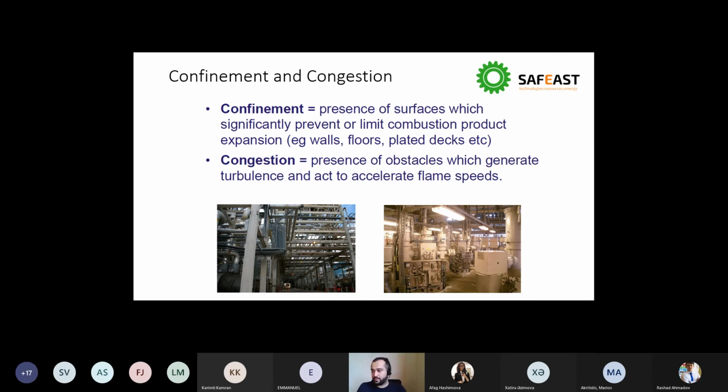Sorry guys for that. So basically this is the presence of obstacles, and as I said, an obstacle can be a pump, compressor, valve, pipe rack, anything which generates turbulence when there is gas, vapor, or a flammable mixture there, which acts to accelerate flame speeds, and this acceleration creates overpressure and explosion.